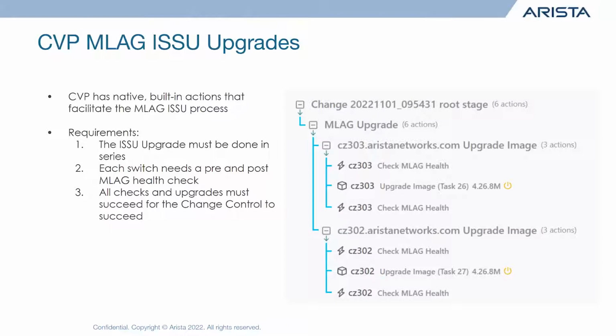You can see we have that for both switches. Really, we're just checking MLAG on both sides of the aisle to make sure that we don't have any issues there before we upgrade the second switch as well. And third, for our change control to succeed in this case, since we have one serial path, all the checks and upgrades must succeed. Otherwise, the change control will halt. It'll let you fix any issues. It'll wait, and it won't go through with those upgrades past the point of failure.